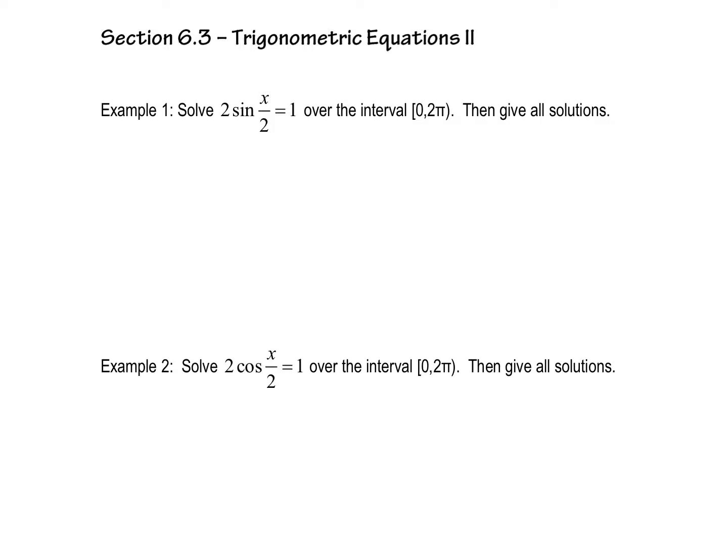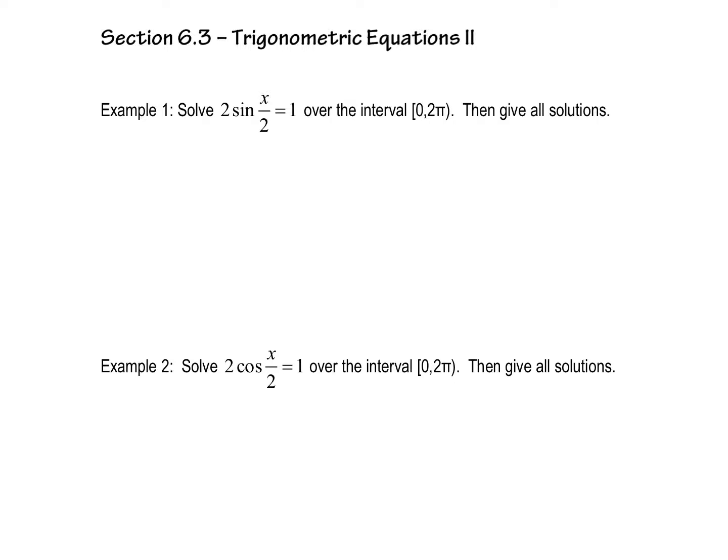I know we have some double angle formulas that you guys memorized last chapter where this is sometimes like a 2x. That's different in this case because this is x over 2. We haven't done anything like that before, so let me show you what that's going to look like. Keep in mind I'm over the interval 0 to 2 pi, give all solutions. So I'm going to be in radian mode when I give my answers.